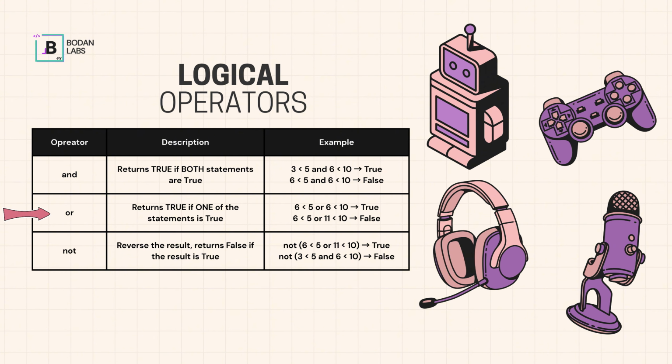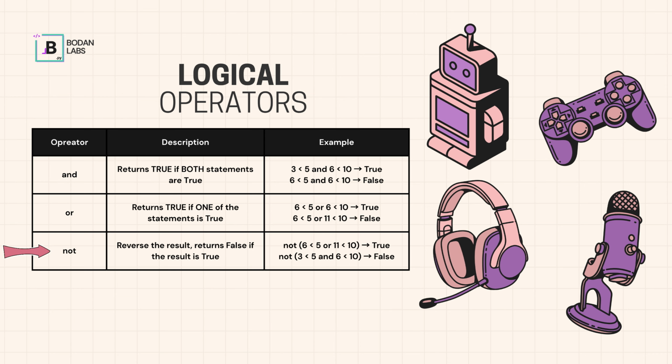OR operator is less strict. It returns true if at least one of the statements is true. So let's take the examples. 6 less than 5, it's obviously false. Or 6 less than 10, which is true, so overall it will return true. Now 6 less than 5, it's false. Or 11 less than 10, it's also false. So overall this one will return false because not even one of the statements is true.